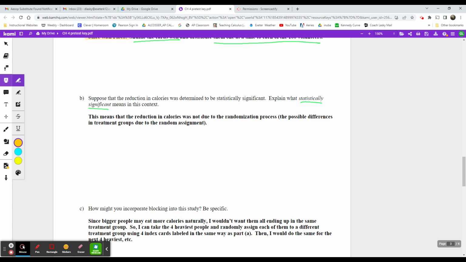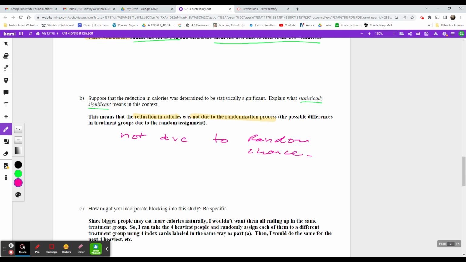So the idea of this is that the reduction in calories was not due to us being random. It was far enough away. Another way to look at it is it was not due to random chance. Okay? So that means that if we kept doing this randomly, we'd get the same answer. The reduction in calories would always not land in the random chance area.